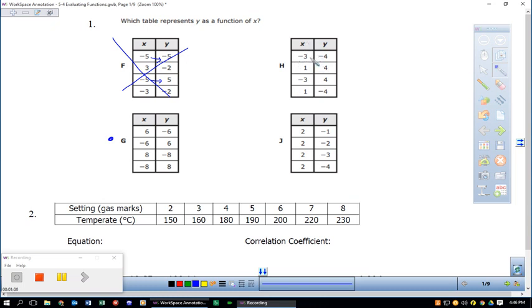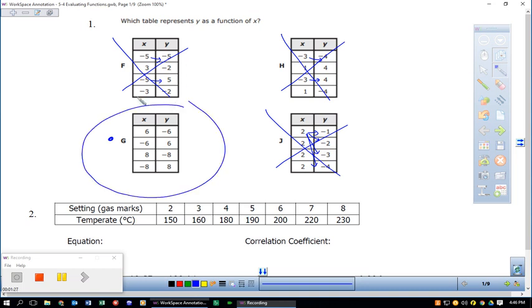Okay, we see here -3 goes to -4, but then -3 also goes to 4. That is not a function. J, 2 goes to -2, -1, -3, and -4. That one is definitely not a function because that one x value is going 4 different places. Therefore G is a function, and is our answer.